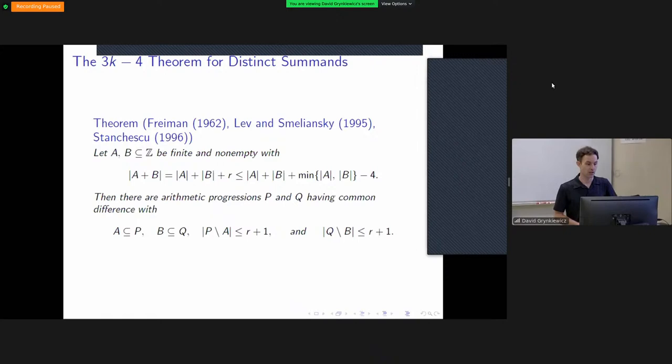So it has a bit of a longer history. Freiman has an original paper in Russian, which isn't quite as well known as some of his other papers, proving something close to this, at least partially this. It is all in Russian.